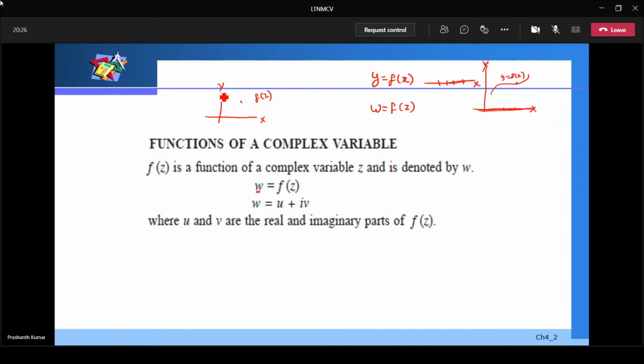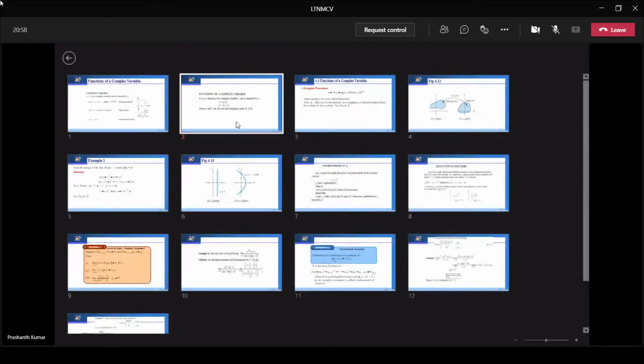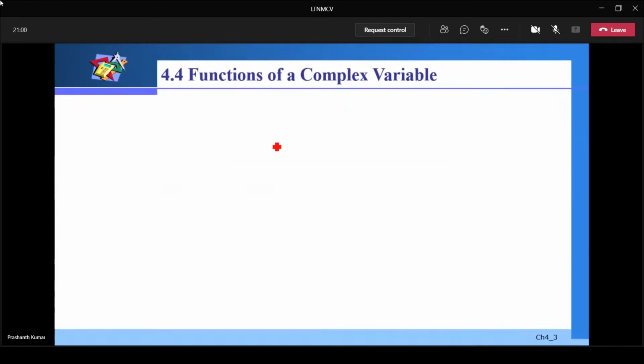But this is in the XY plane. If you take where this W occurs, does this W occur on the XY plane? No, this W occurs in the UV plane. Therefore W is equal to f of z. What is f of z? f of z is equal to u plus iv. This is equal to W. We are writing like this, where u and v are the real and imaginary parts of f of z. This is a bit difficult, but I will show this one.